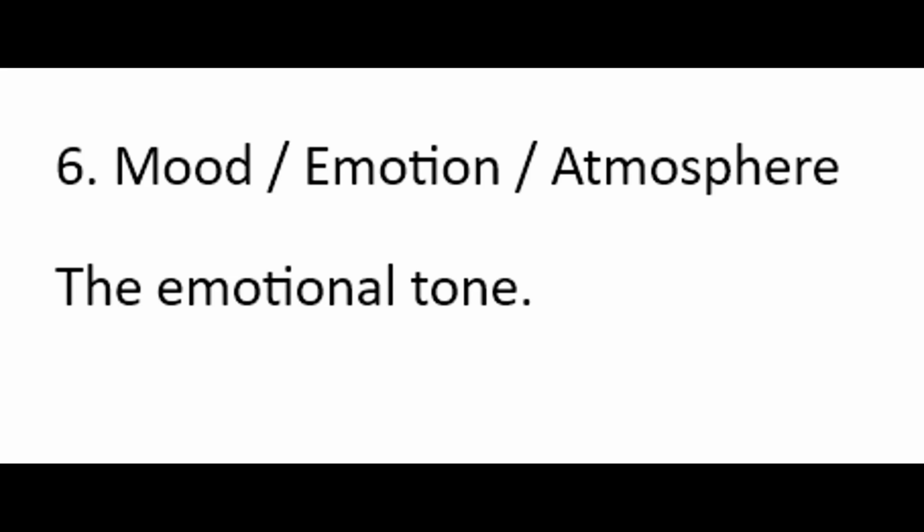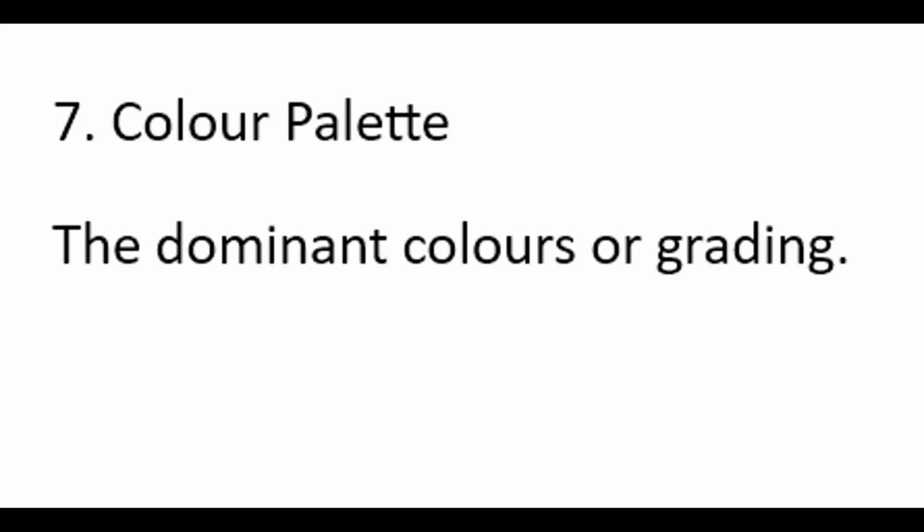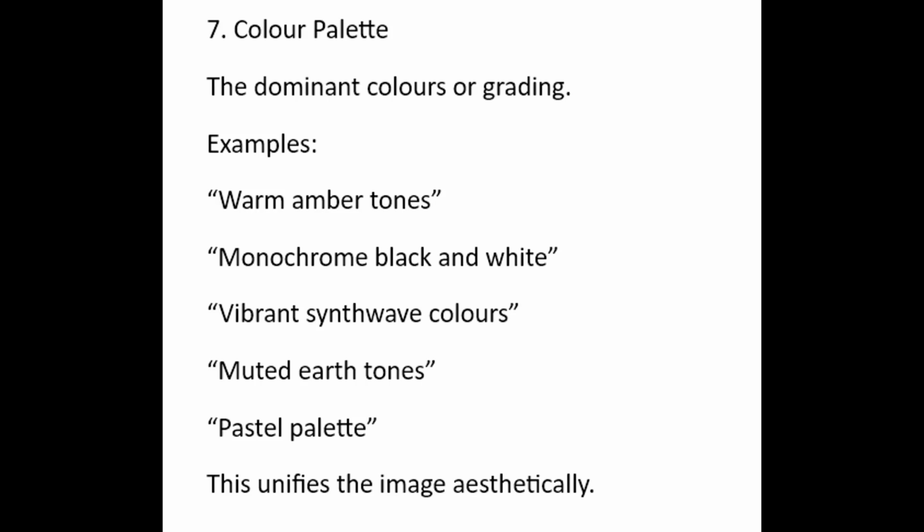Mood creates emotional coherence. This is what separates technically correct images from emotionally compelling ones. Atmosphere helps unify all the visual decisions: lighting, color, environment, and composition. For example, a peaceful forest and an ominous forest may contain similar elements, but they feel completely different emotionally. Color palettes unify the image aesthetically. Consistent colors make images feel intentional and professionally designed.